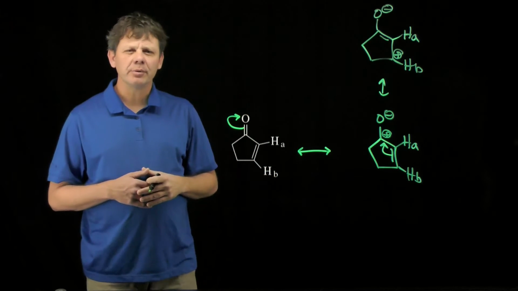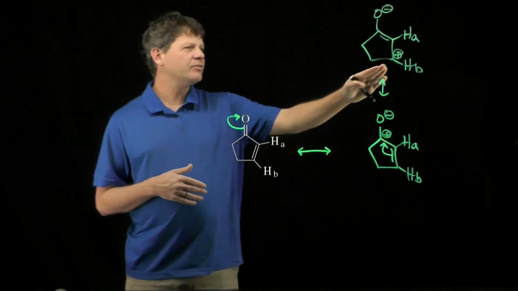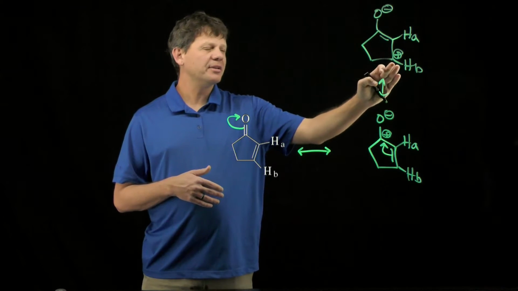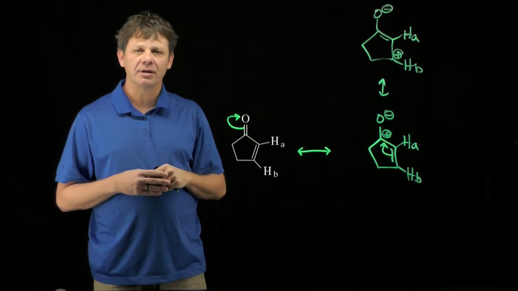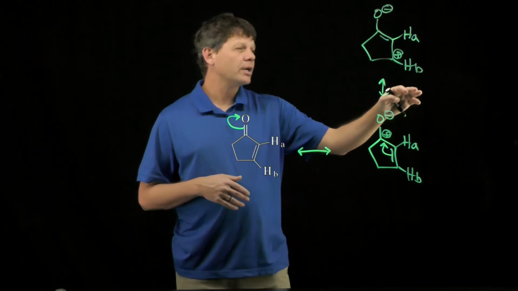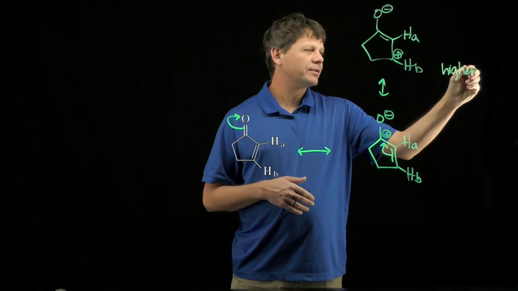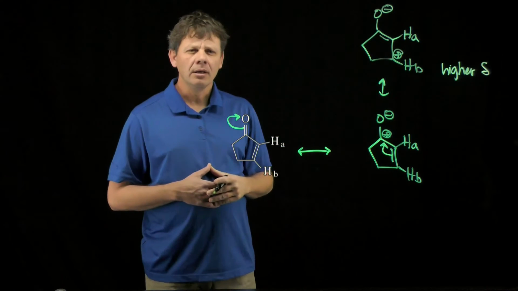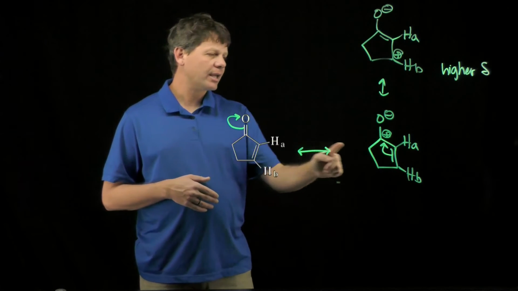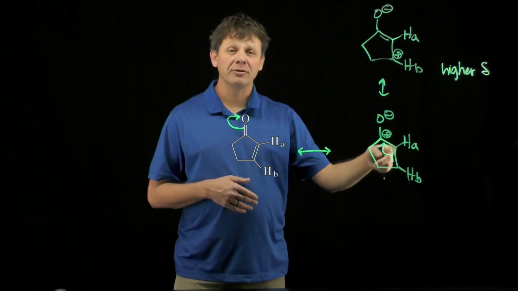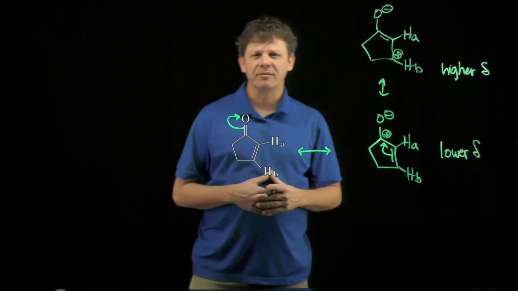And so looking at these three resonance structures of this cyclopentenone, what you notice is that in this structure here, HB is attached to a carbon that has a positive charge, a very electron deficient carbon. As a result, we're going to expect to see HB at a higher chemical shift. Notice in drawing these resonance structures, the carbon that has HA never gets the positive charge. As a result, HA is going to be at a lower chemical shift.